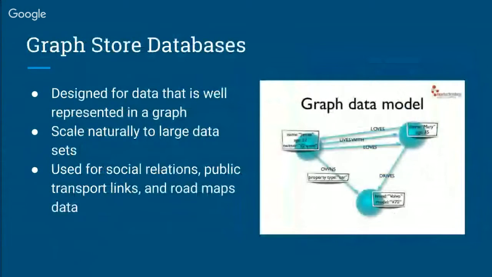Graph store databases. They are designed for data that is well represented in a graph. They scale naturally to large data sets. They are primarily used for social relations, public transport links, and road maps data.